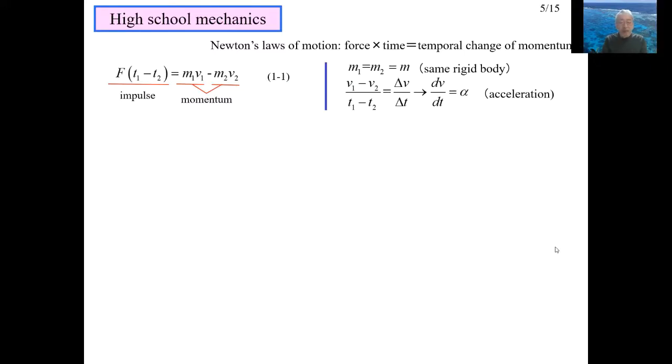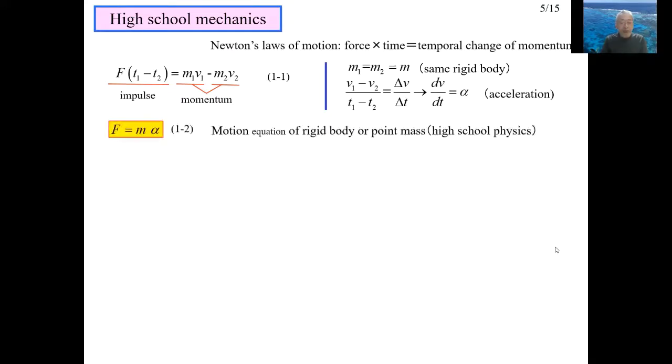Suppose that the mass of the rigid body does not change and that the time difference between T1 and T2 is sufficiently small. The velocity difference V1 minus V2 divided by the time difference T1 minus T2 becomes the acceleration. Then the famous formula F = mα is obtained from equation 1.1. This expression 1.2 in the yellow frame is known as Newton's law in general, but equation 1.1 is more applicable than F = mα because equation 1.1 can be applied to the case where the mass changes during the motion. For example, in the case of a rocket that flies burning fuel, the mass changes during the motion.